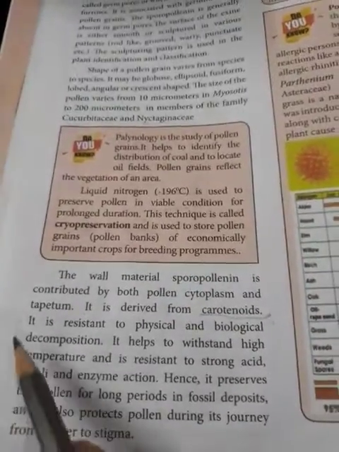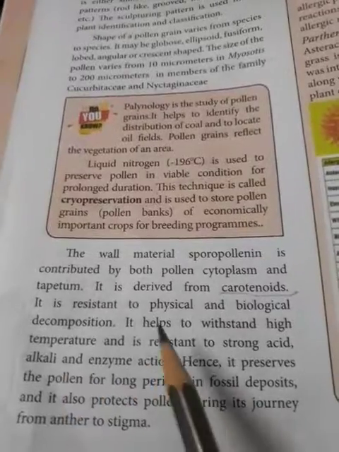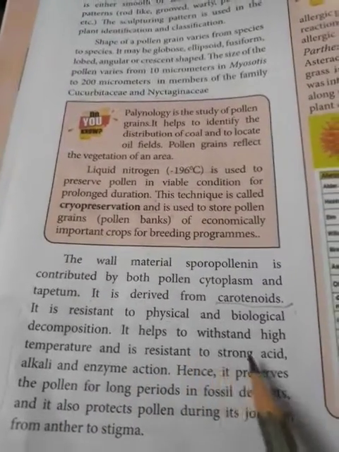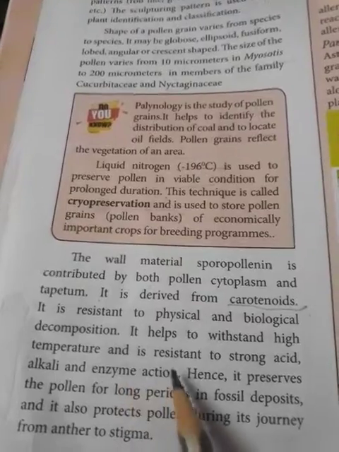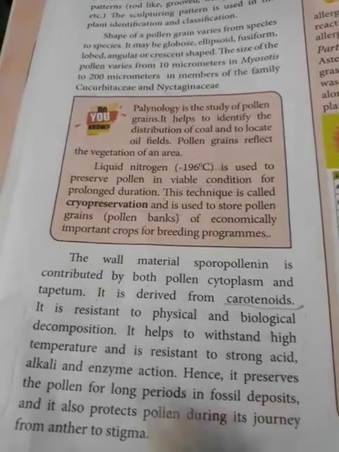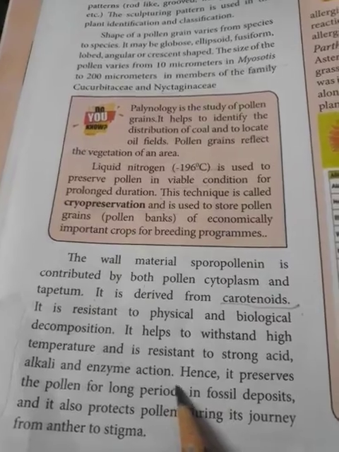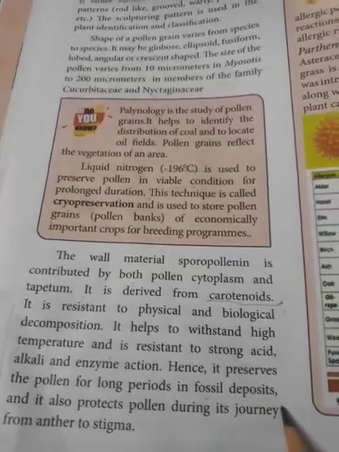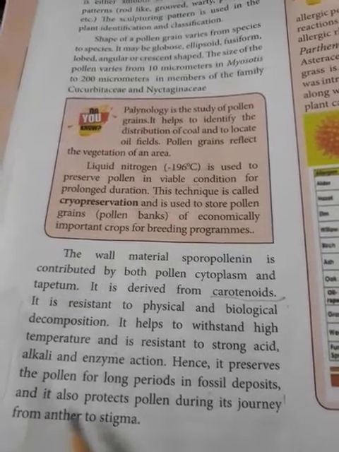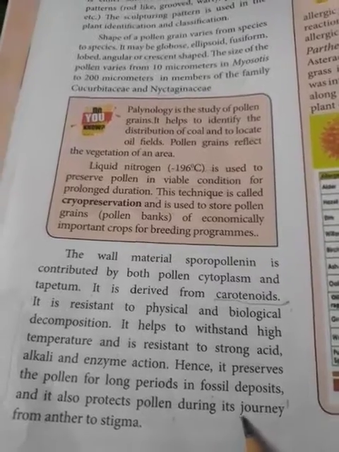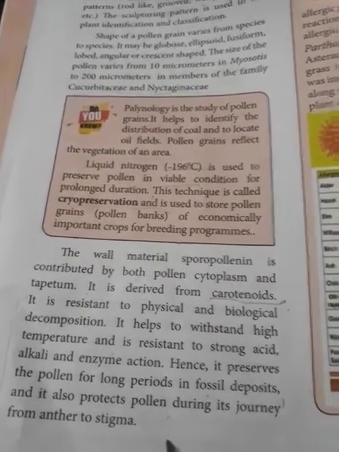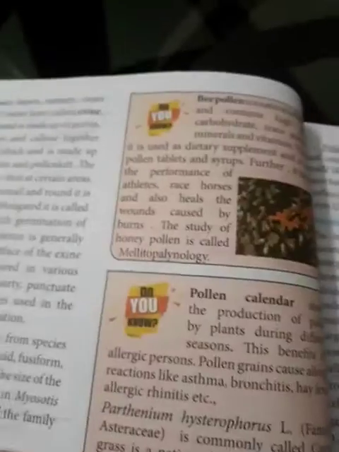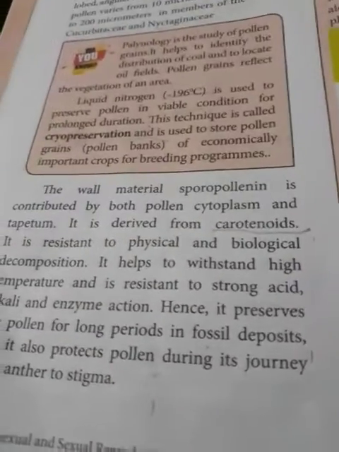In a 2 marks question, first, it is resistant to physical and biological decomposition. Number 2, it helps to withstand high temperature and is resistant to strong acid, alkali and enzyme reaction. Third point, hence it preserves the pollen for long periods in fossil deposits. And fourth point, it also protects pollen during its journey from anther to stigma, when the pollination will be taking place. The sporopollenin will protect the pollen from damage.